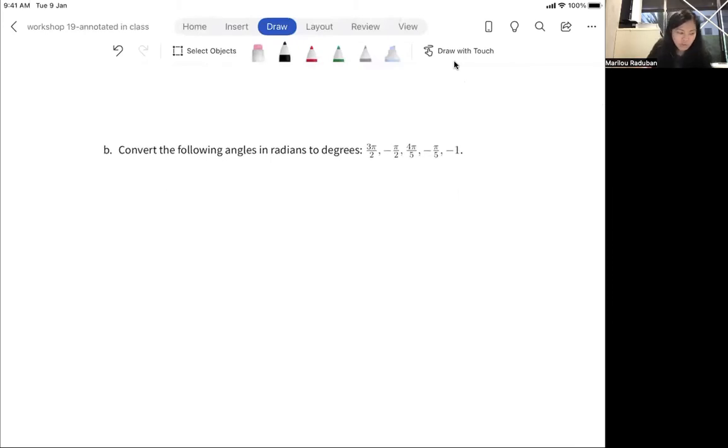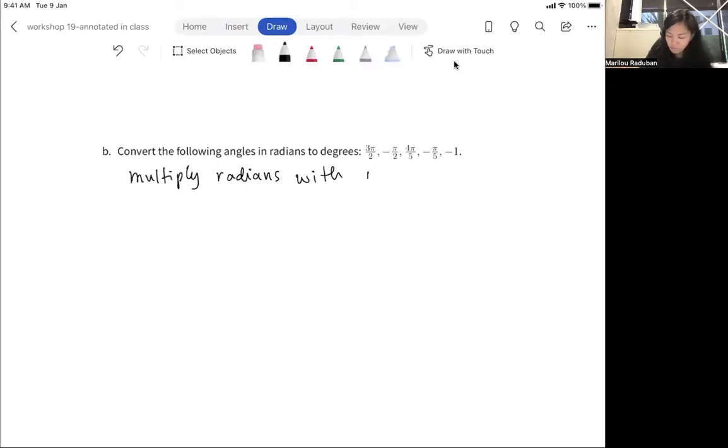For radians to degrees, it's also a recipe. So you multiply radians with the inverse of what you did for degrees. So 180 divided by pi. Okay, so let's pick out some examples as well. Maybe one positive and one negative. So maybe 4 pi over 5 maybe looks scary, and also negative 1.